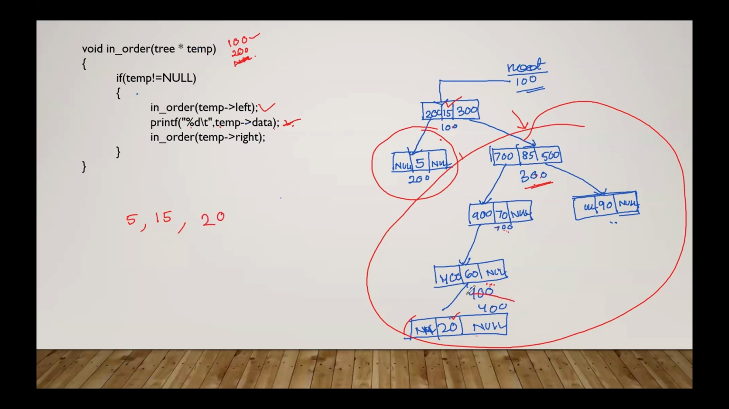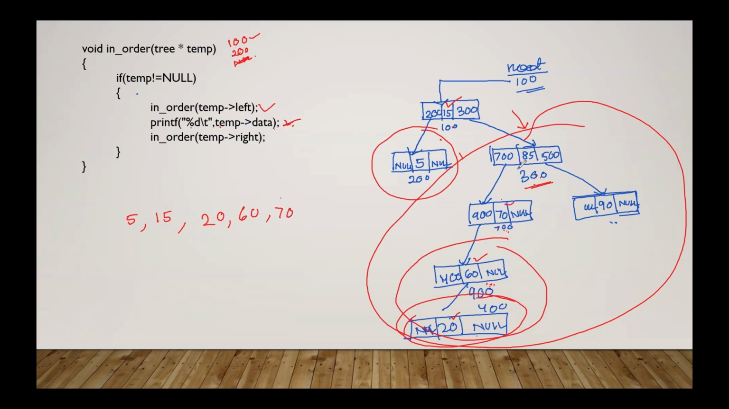Once we print the 20 value, this left portion is over. Once the left portion is over, now we have to print which value? The 60 value. Then this left is also over for this 700 address. Then what happened? We have to print 70. Then we print the 70.